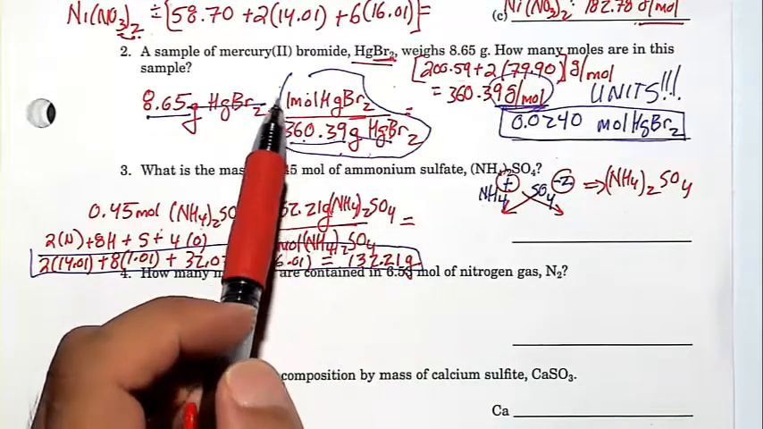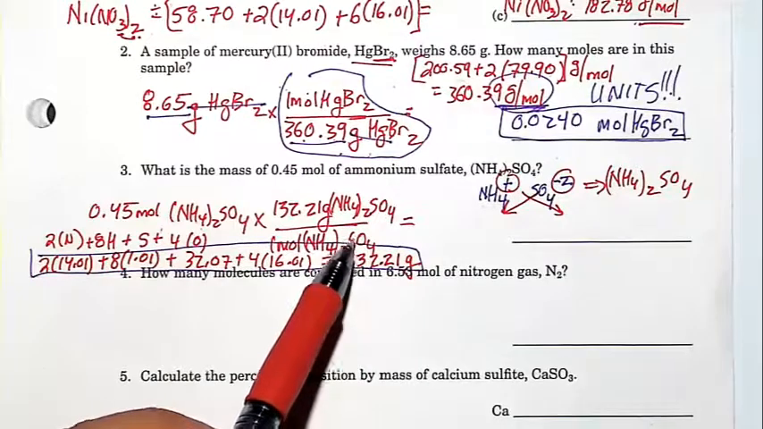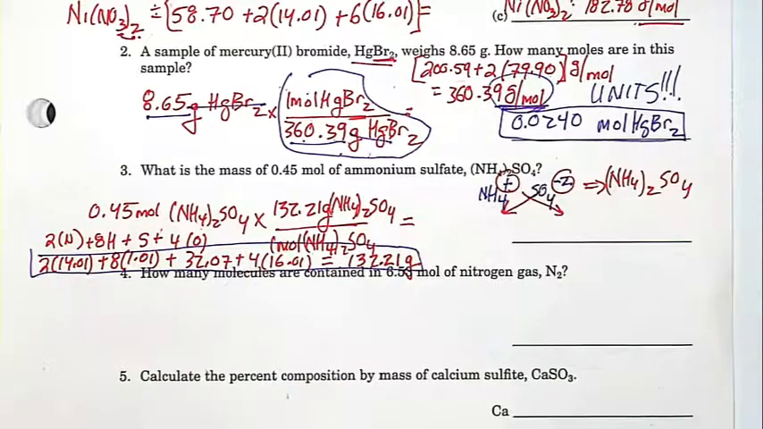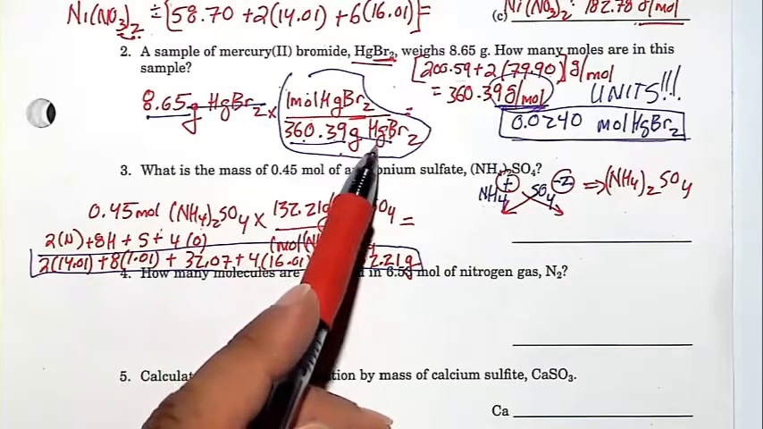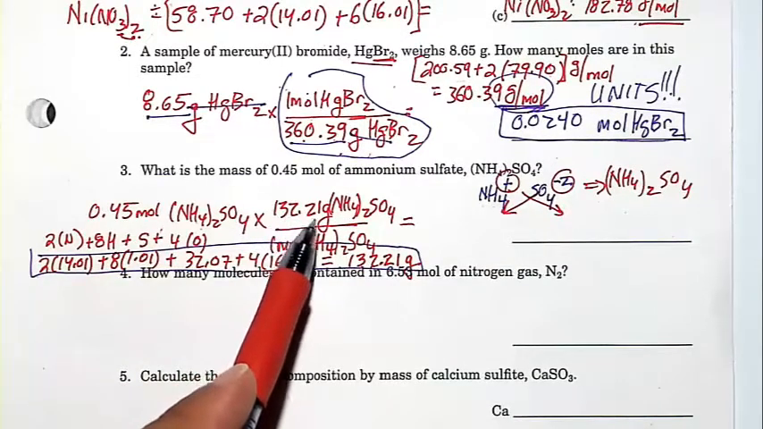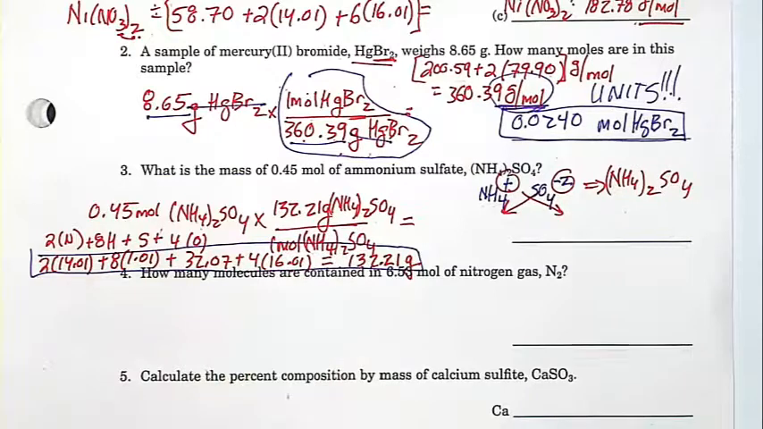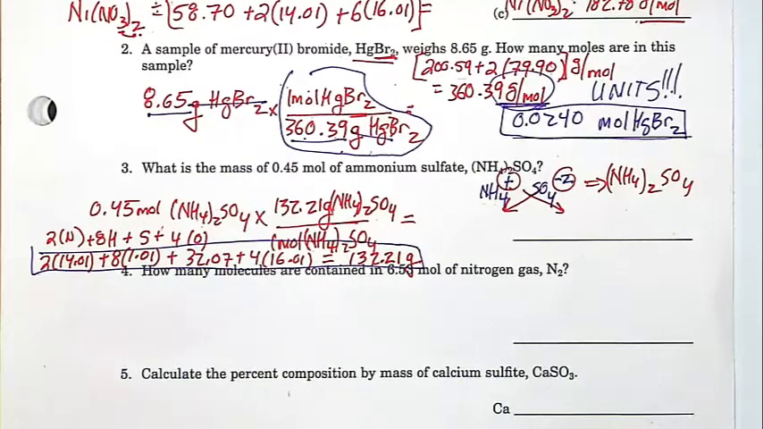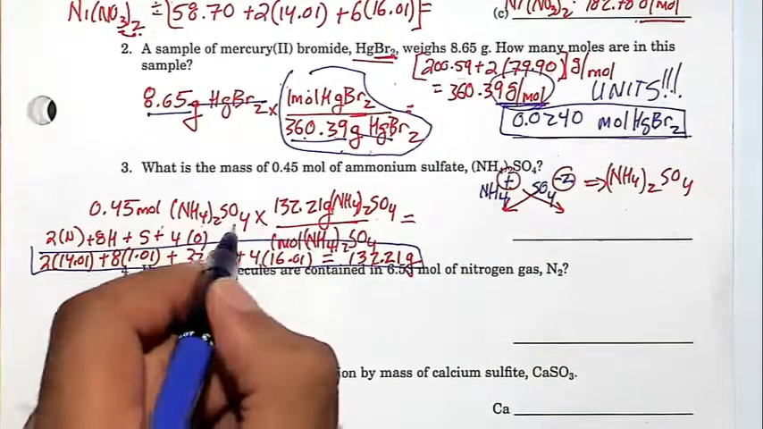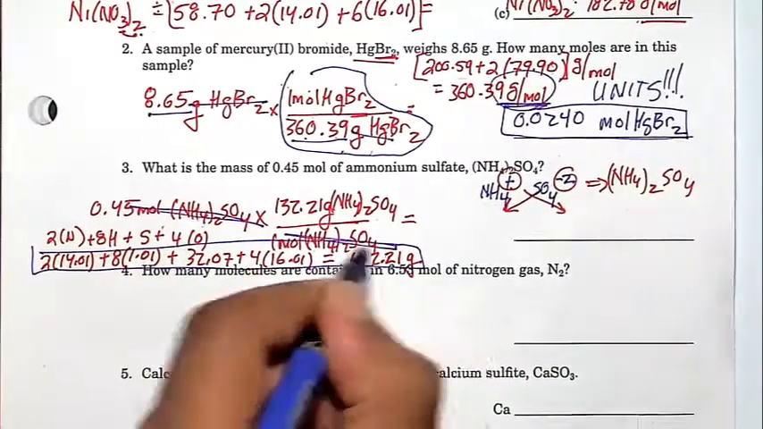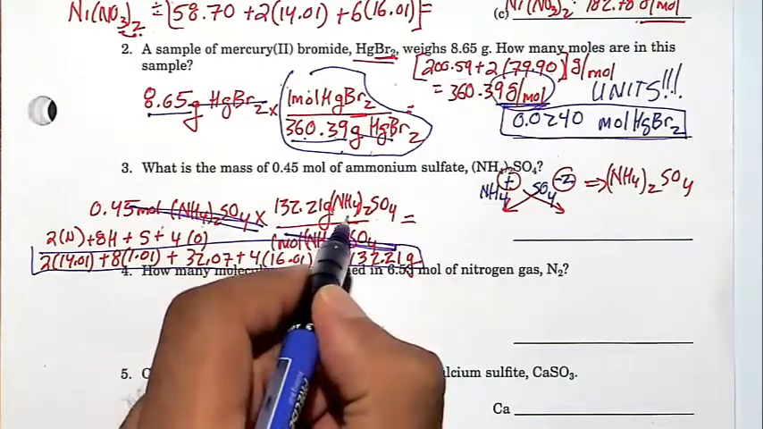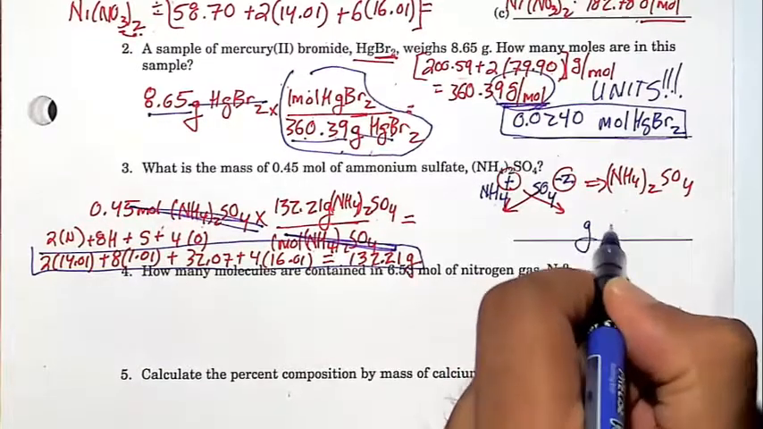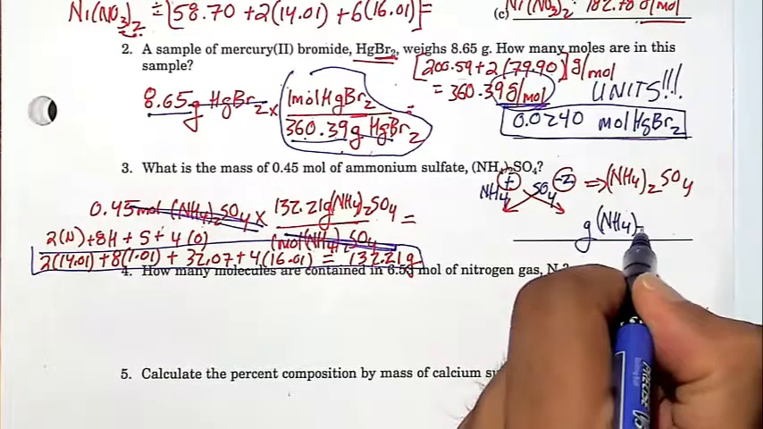Here in this problem, the relationship is moles per gram. Here, for ammonium sulfate, this specific example, I flipped it to get grams per mole. So here, 1 mole of mercury 2 bromide is 360.39 grams of mercury 2 bromide. In this problem, there's 132.21 grams of ammonium sulfate in 1 mole of ammonium sulfate. This relationship and this relationship are the same. The only difference is I flipped the numerator and denominator, and that is convenient for me here because I can cancel out the moles of ammonium sulfate. And if I do 0.45 times 132.21 grams, my answer is going to be in units of grams of ammonium sulfate, which is what the problem is asking for.